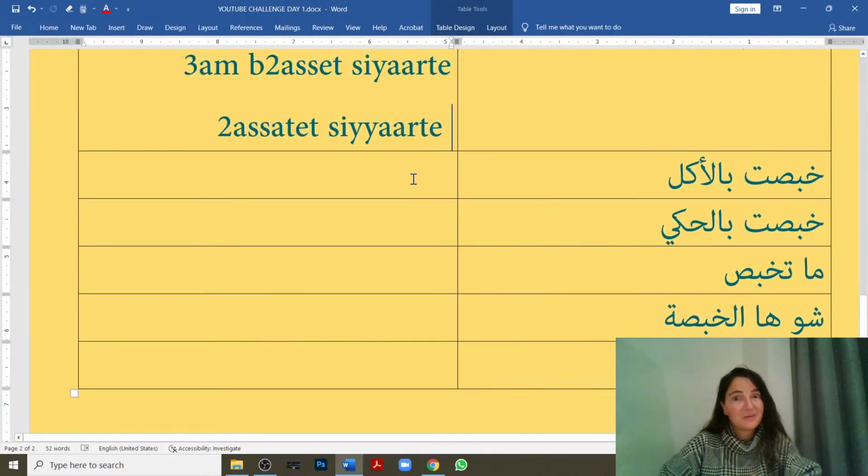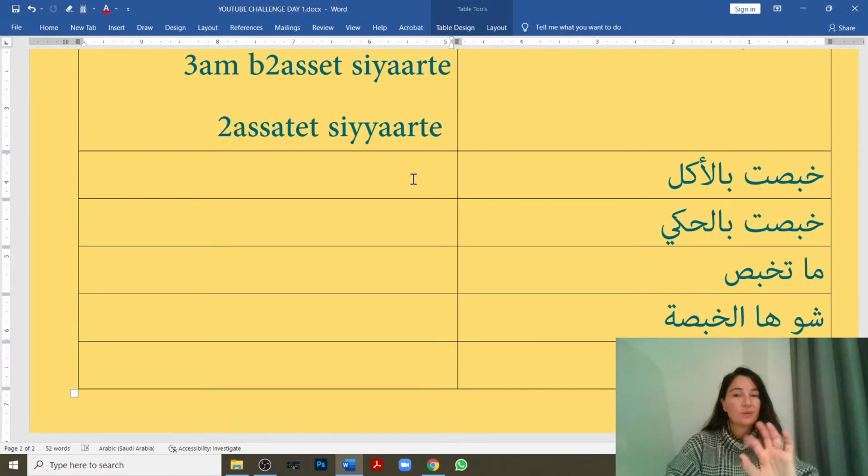By the way, you should start reading and writing the Arabic script. It's very, very important. It just takes you maximum 2 weeks to learn the alphabet and 1 week to practice reading. Okay? It's much easier than you imagine.